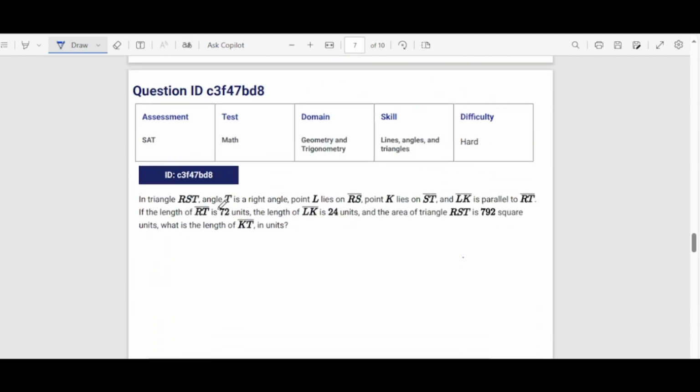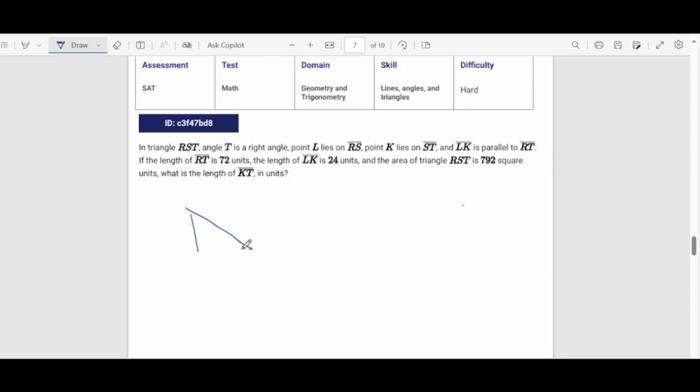In triangle RST, angle T is a right angle, okay? Let's just draw this figure bigger. So this is R, this is S, and they told us that T is a right angle. Point L lies on RS, point K lies on ST, and LK is parallel to RT. So this line is parallel to this line.